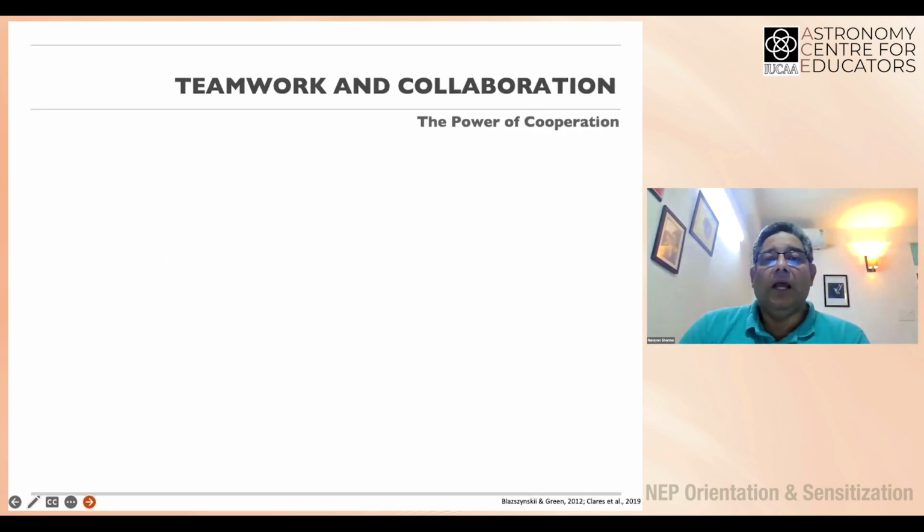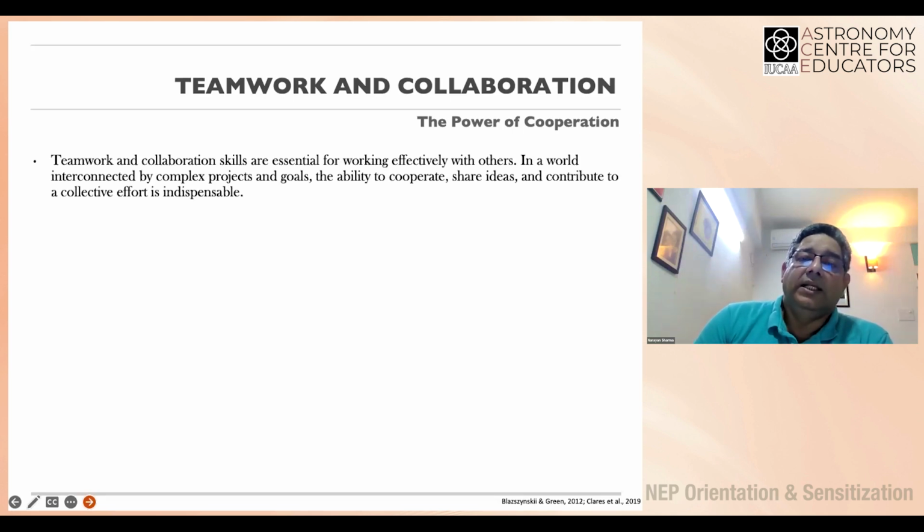And another skill that I think some of you have also put in the chat is teamwork and collaboration and the power of cooperation. Increasingly, we need to work in a team, and increasingly, a lot of the work that we do requires collaboration, and that's why how we are going to work in a team and in collaborative projects is very important.